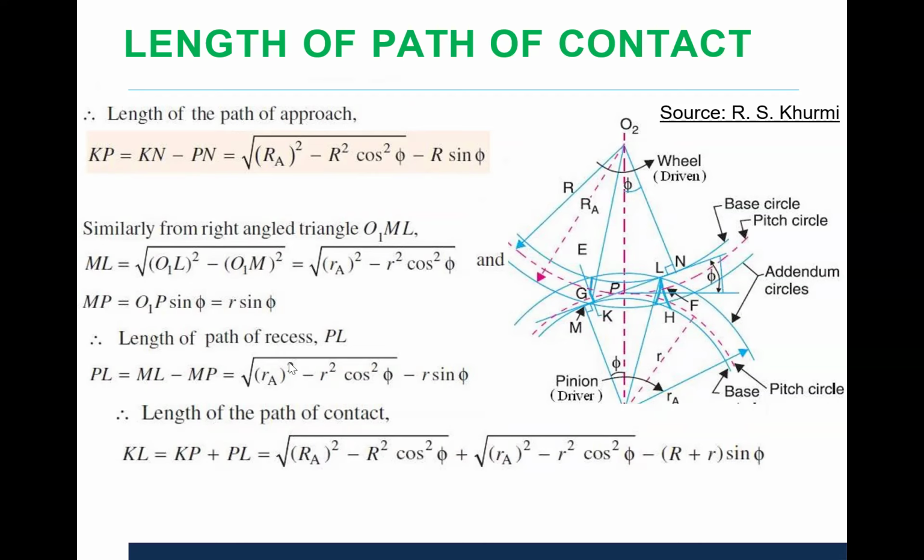Similarly, if you take triangle O1ML, then we have O1L squared minus O1M squared, that is the square root of ra squared minus r squared cos squared phi.